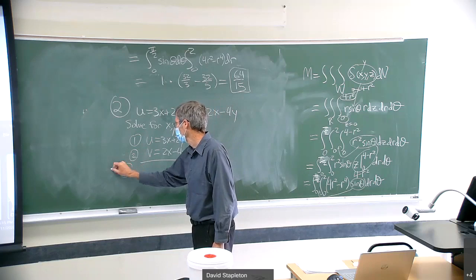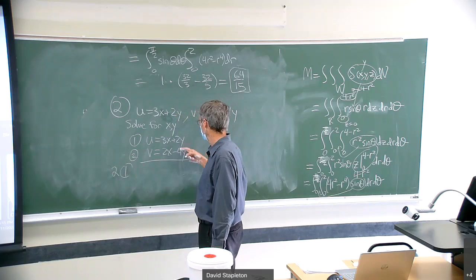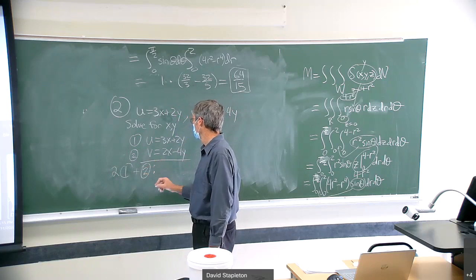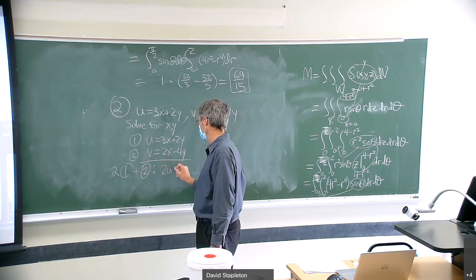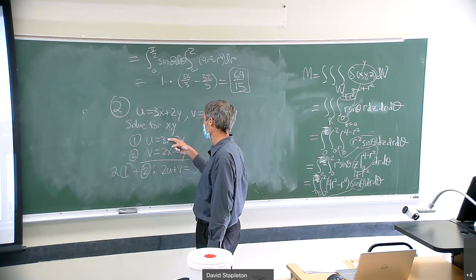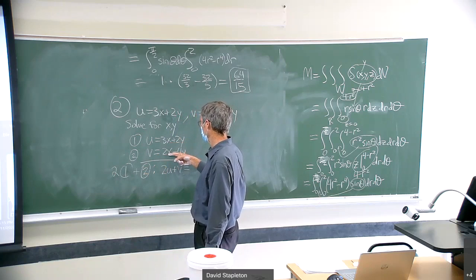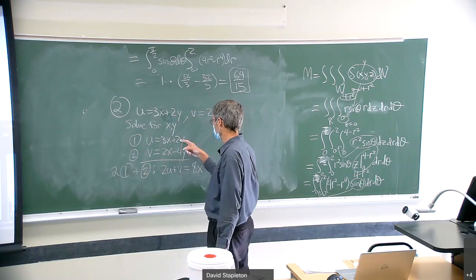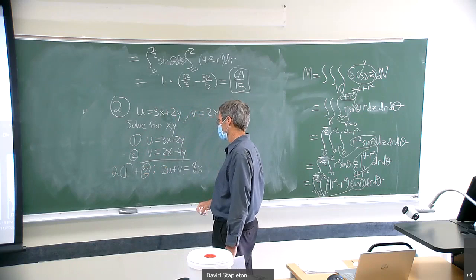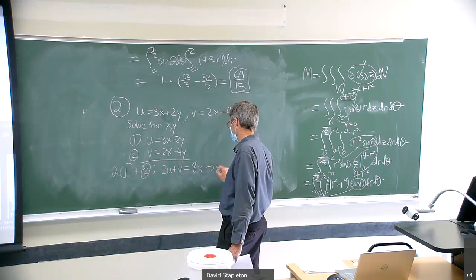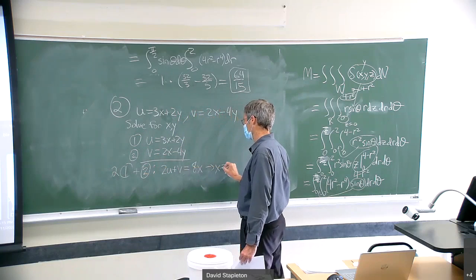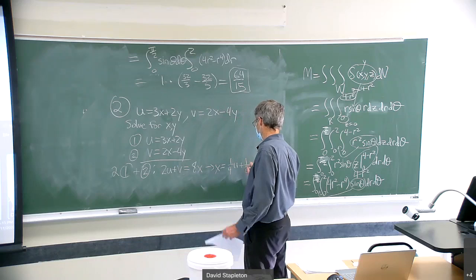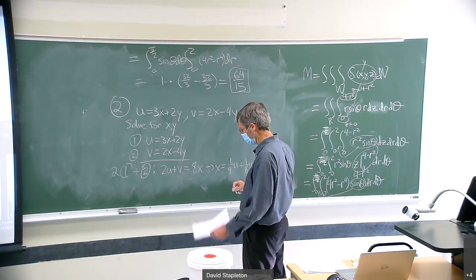Oops. Twice the first one, and add it to the second one. That'll make the y's cancel. And then I've got 2u plus v equals twice this one plus this one, which would be 6 plus 2 is 8x plus 0. These cancel. All right, and that tells me that x is equal to 1/8 of this, which is 1/4 u plus 1/8 v. Let me check it this time. I turned it right. Okay, good.